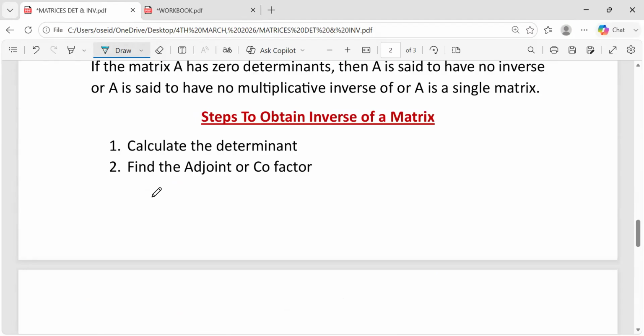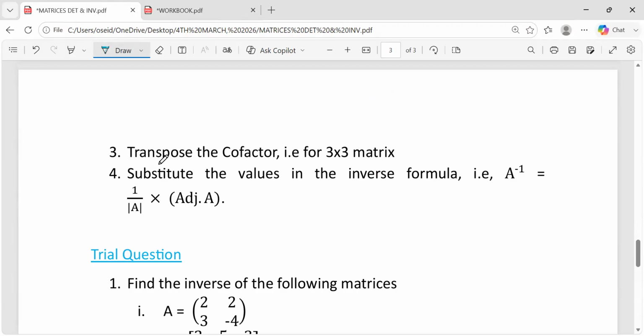We find the adjoint or cofactor. Adjoint in one way or the other is the same as cofactor. But for 2 by 2 matrices, we use the adjoint, and for 3 by 3 matrices, we use the cofactor. Then the third one, we transpose the cofactor for 3 by 3 matrices.